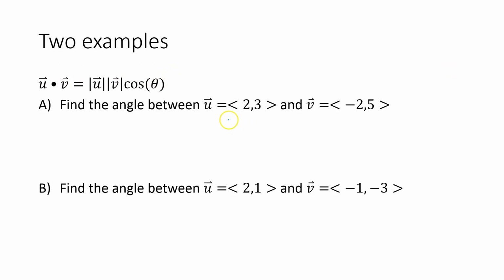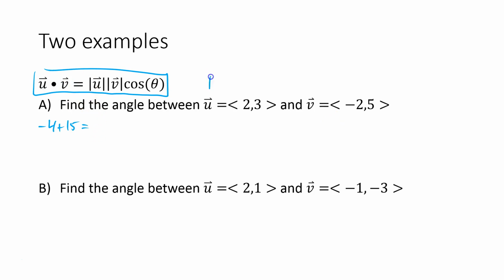So first we're going to find the angle between u and v, which are 2, 3, and negative 2, 5. And we're going to use this idea that u dot v is magnitude of u, magnitude of v, cosine theta. I changed from w to u, but same formula. So what we're going to do is we're going to put in everything that we know. Well, we can find u dot v, right? U dot v we just get by multiplying components. So 2 times negative 2 is negative 4, plus 3 times 5, which is 15. That's the left side. That's our dot product. So we found that using our other formula.